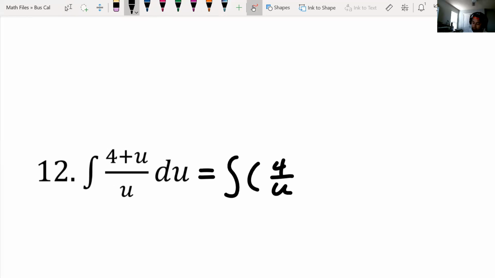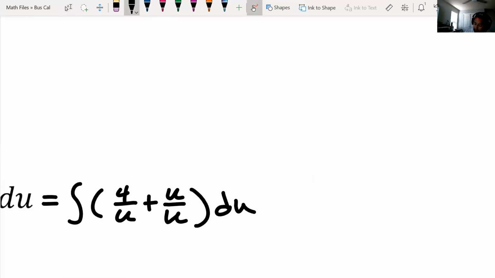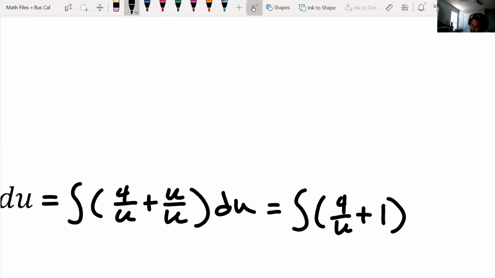4 over u plus u over u with respect to u. So all I did was take the fraction and split it into two fractions. And now we have to reduce. So this will be the integral of 4 over u plus u over u is just 1.